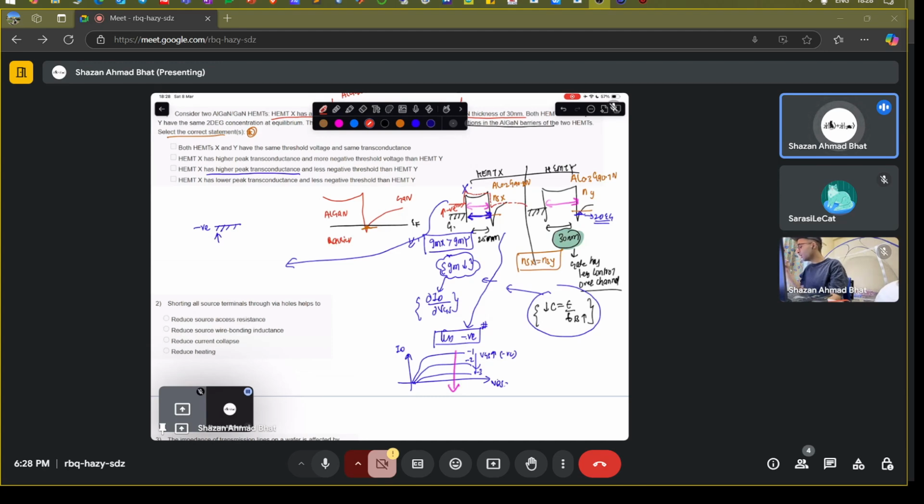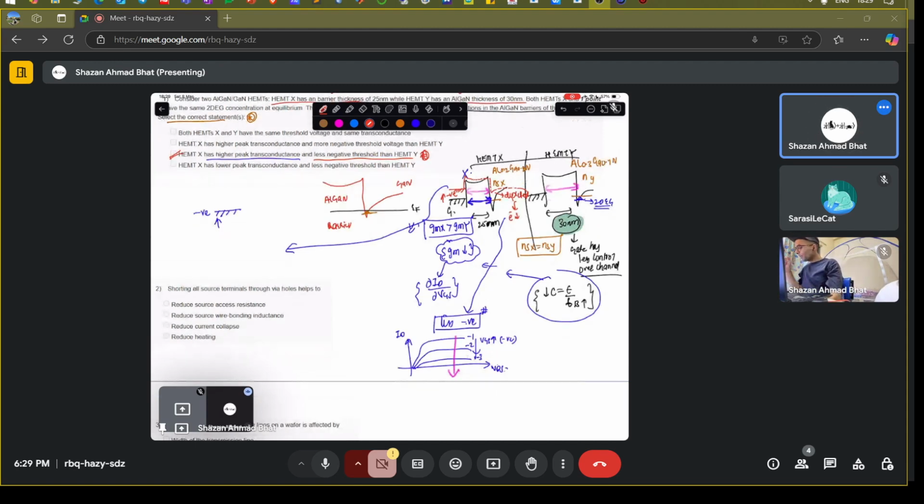So the band diagram will look like the red dotted line. So you will have a depleted channel here. Depleted of what? Electrons. So electron concentration reduces. So that's what is going to happen. So you will naturally have less threshold voltage, or the gate voltage required to deplete the channel. So that is the overall concept of this particular question.